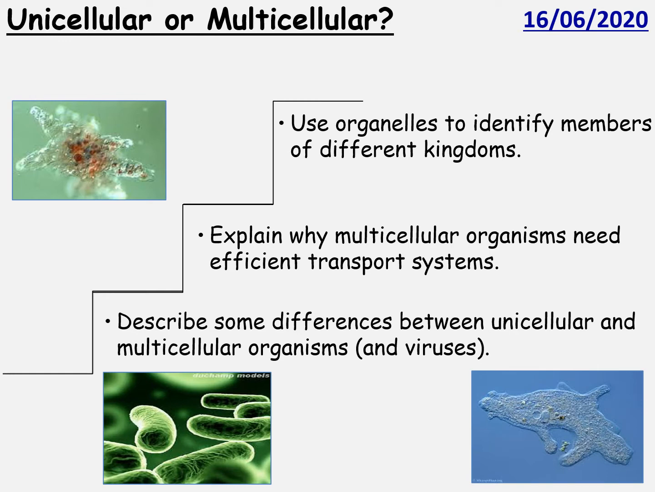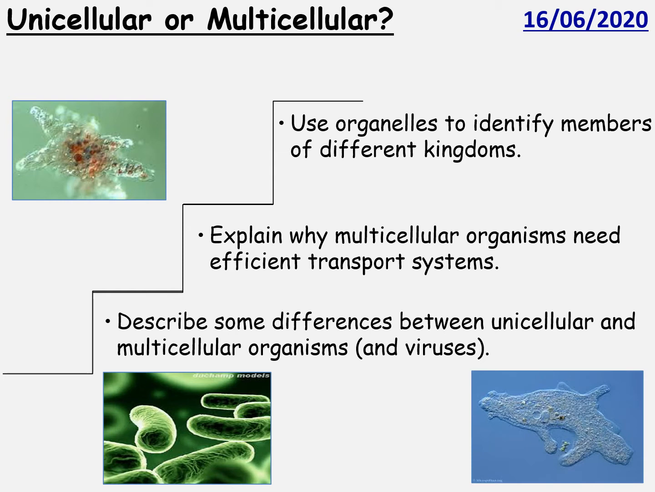Okay, so these are the 3 objectives, the 3 things really we need to be able to do by the end of today's lesson. So we're going to start off by describing some of the differences between unicellular and multicellular organisms. We'll have a quick look at viruses as well. Obviously, that's quite relevant at the moment. We're going to talk about and explain why multicellular organisms need efficient transport systems. And then lastly, we're going to use organisms to identify the members of different animal kingdoms.